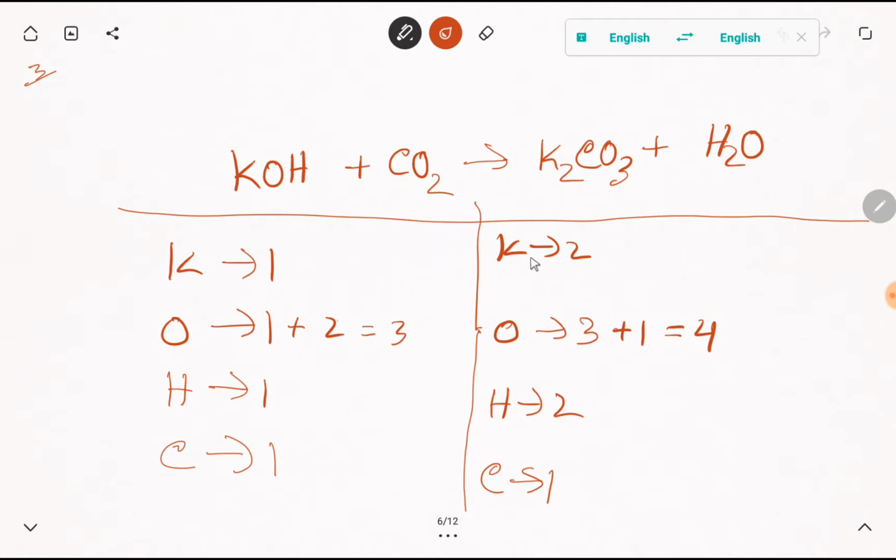Balancing this reaction means we have to balance the number of potassium, oxygen, hydrogen and carbon from both sides. Here potassium 2, but here 1. So to balance the potassium, I can multiply here by 2, that gives me 2. This 2 must come before this potassium, that is here. If I place here 2, the number of potassium will be 2. The number of oxygen will be 2 plus 2. That is, I have to change here.